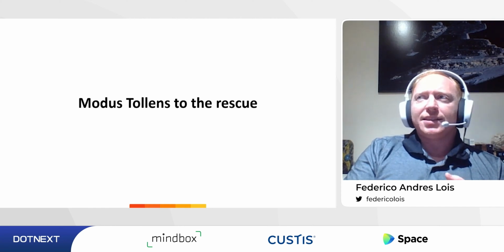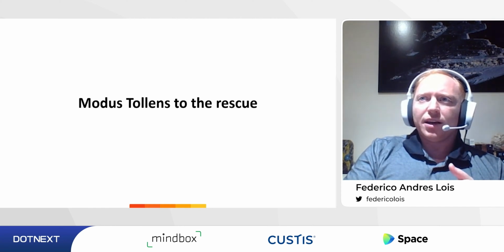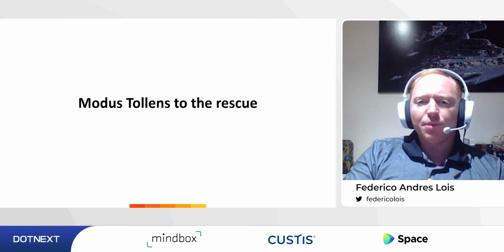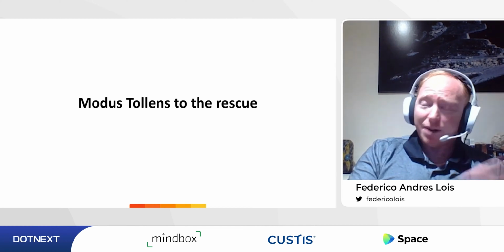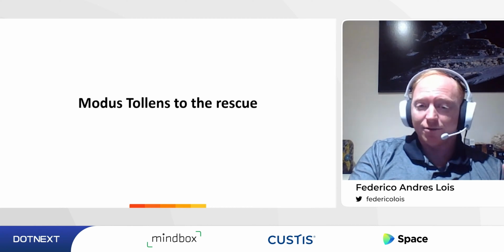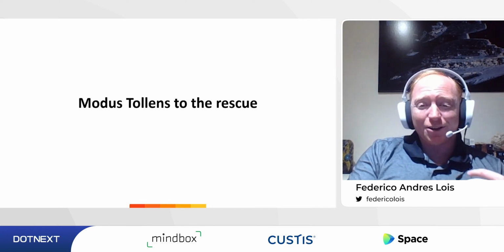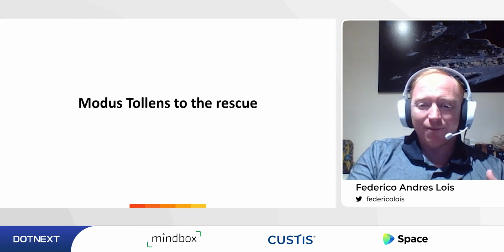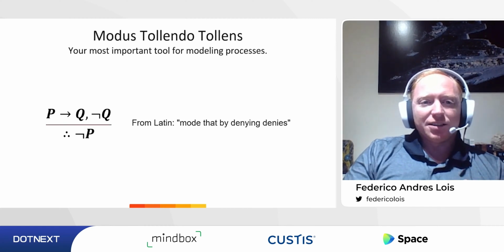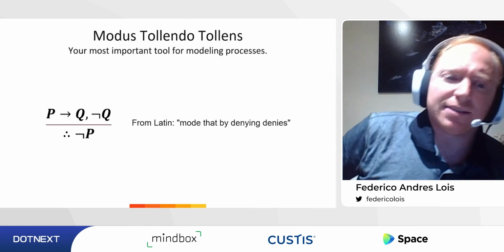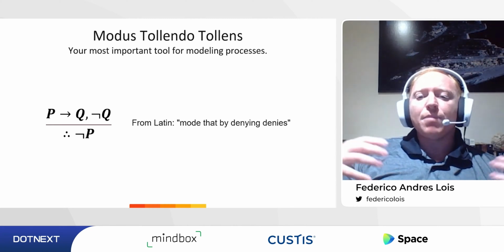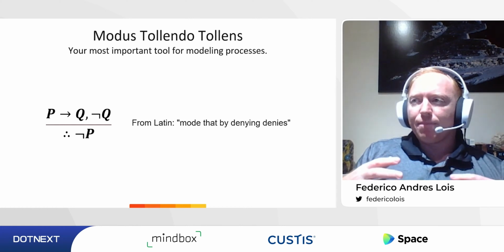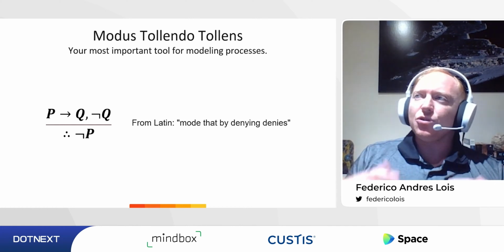So for doing this, there's one key tool in your toolbox, which is modus tollens. For those that are not that into logic, this is actually very useful for performance work. I've been using this forever, and it's good that I can bring this to the table today. The idea of modus tollens, it comes from Latin. It means the mode where you deny, but by denying, you deny.